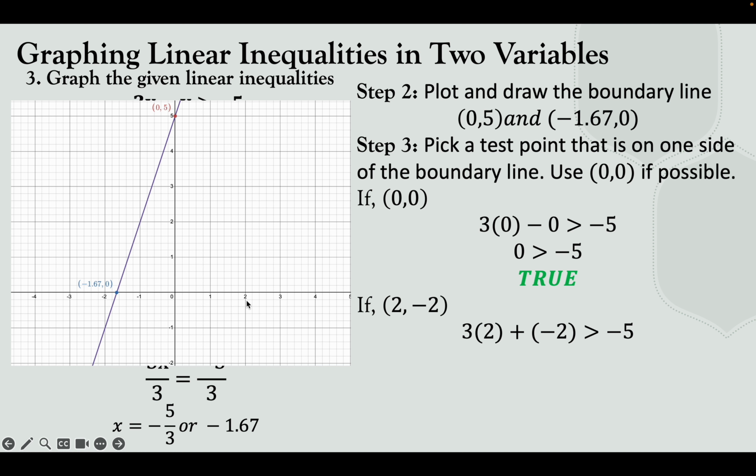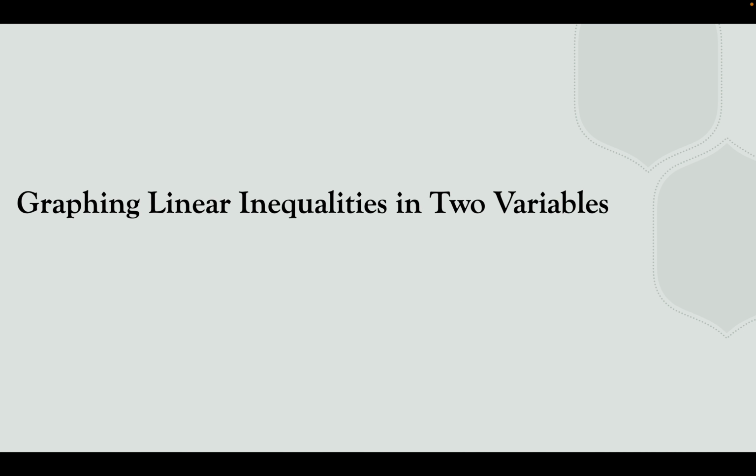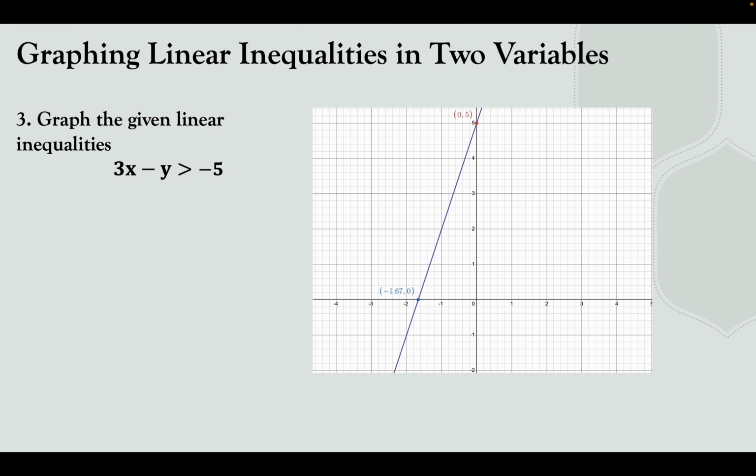And then we need to pick another test point from this side. So we will use 2 and negative 2. So we have 3 times 2 minus negative 2 greater than negative 5. So we have 6 plus 2... Is 4 greater than negative 5? That is true.